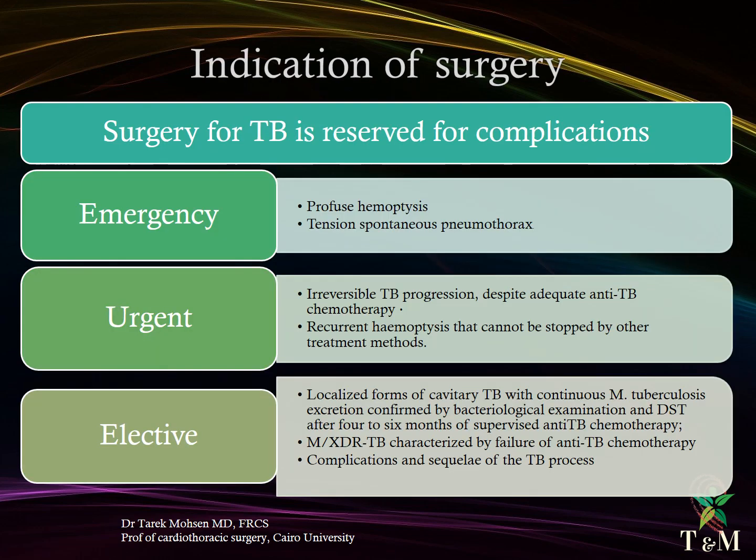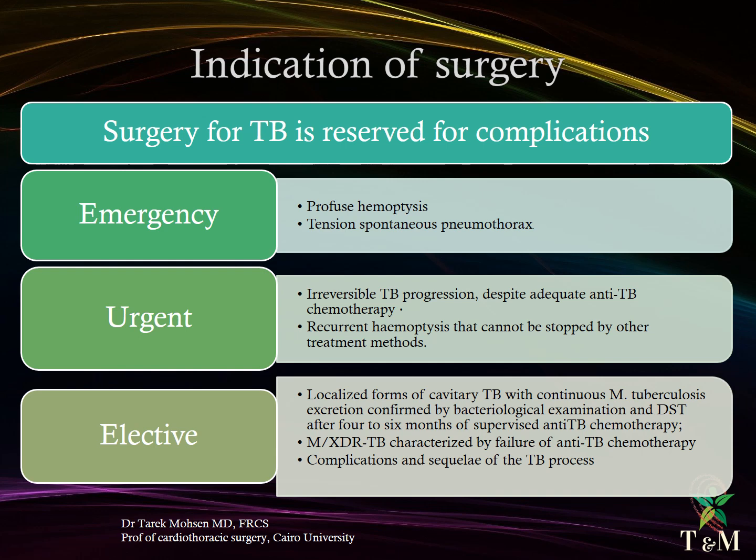The indications for surgery for tuberculosis are still reserved for complications of the disease, and can be categorized into emergency, urgent, and elective surgery. In emergency situations like profuse hemoptysis or tension spontaneous pneumothorax, surgery should be based on prompt emergency management. Urgency can be seen with irreversible TB progression despite adequate anti-tuberculous chemotherapy, or in patients presenting with recurrent hemoptysis that cannot be stopped by other treatment methods.